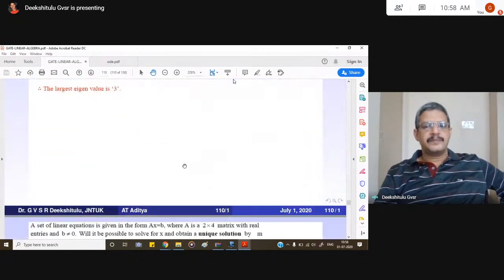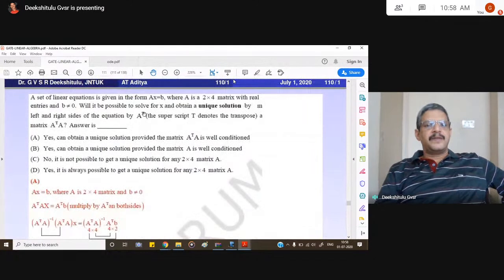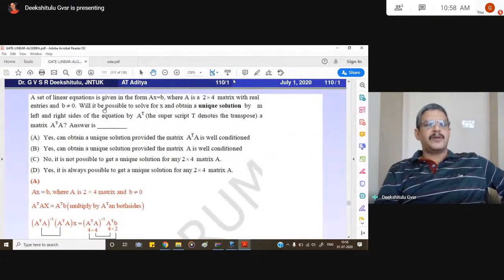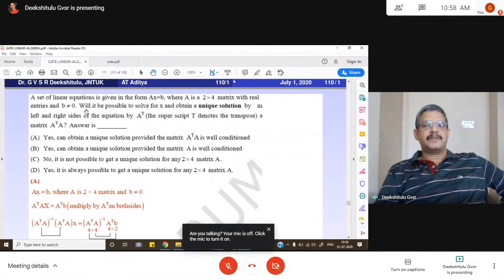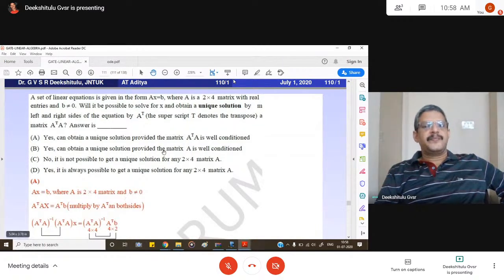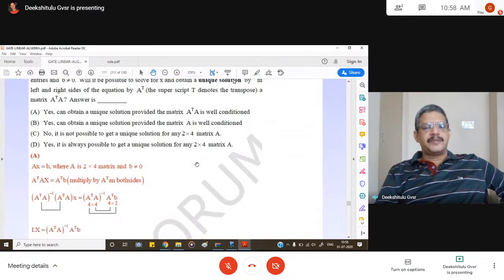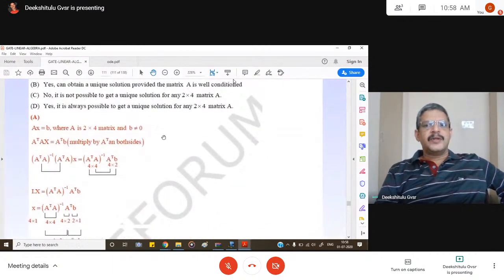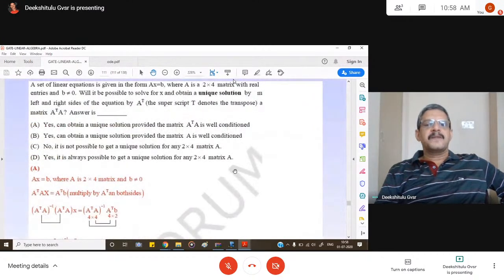So this is how you get a set of linear equations given in the form Ax is equal to B, where A is 2 by 4 matrix with real entries and B not equal to 0. 2 by 4 matrix, 2 rows and 4 columns. Will it be possible to solve for X and obtain unique solution by multiplying both sides by A transpose? Yes, we can obtain unique solution. This is a very wonderful problem. You have to use your logic and see whether this is true.